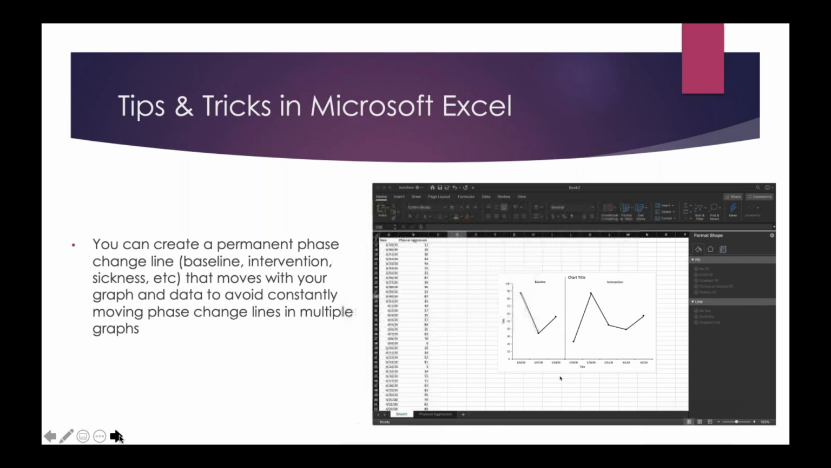The next tip is a permanent phase change line. This is a little more in detail. Again, I have a TA of this as well that I can definitely add to the supplemental things that Chris is going to be sending out. This can be used when we have phase change lines for baseline, when we're implementing an intervention. If a child is sick, COVID-19, that's probably going to be a pretty big phase change line. So this is how you can create a permanent one.